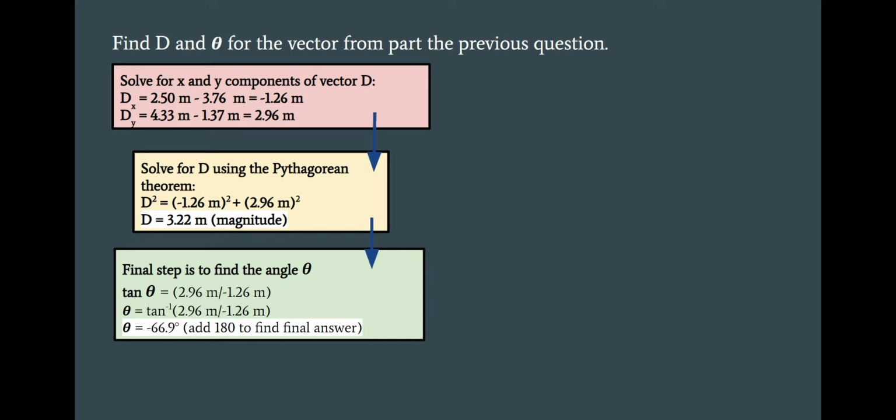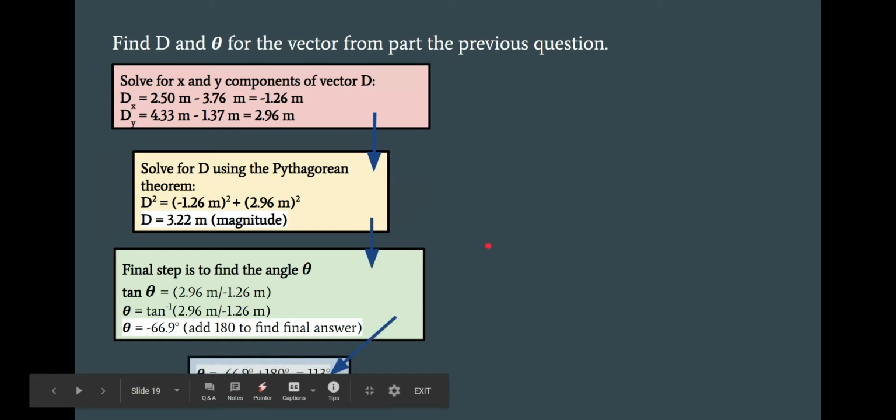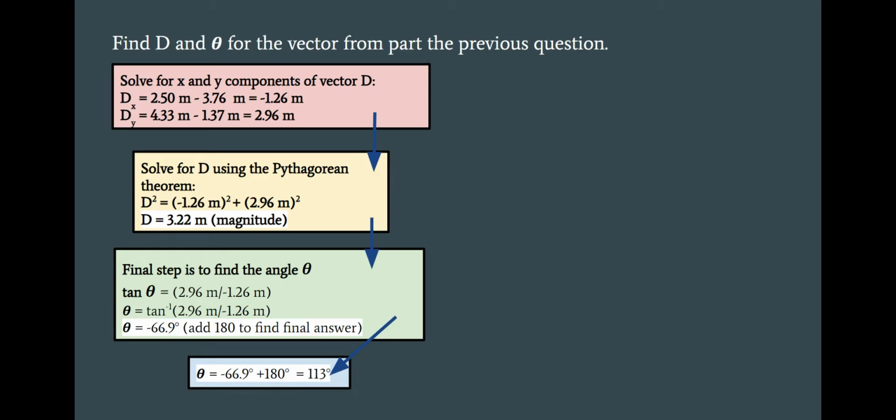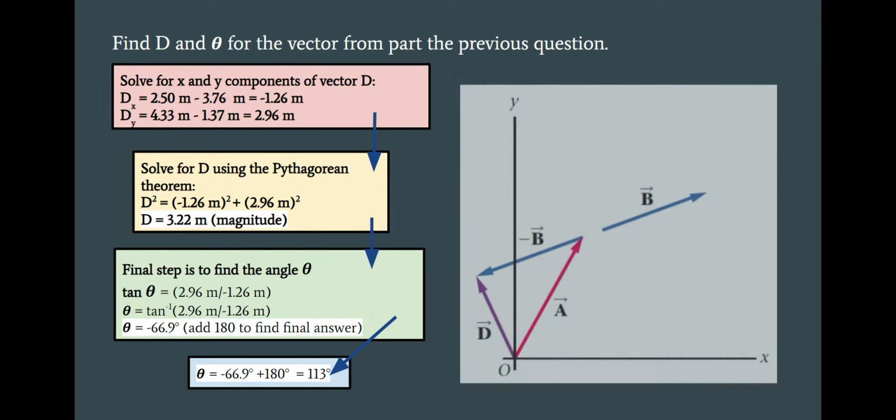We know by sketching our system, if we flip B and make it negative, we are going to end up with an angle that's somewhere in this section. So we're going to need to add 180 in order to get that final answer. And when you do, you'll find that your final answer is 113 degrees. Okay. So that is what it would actually look like after. And you've already seen this image.